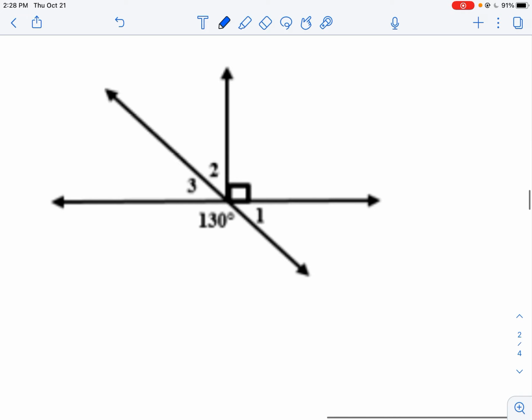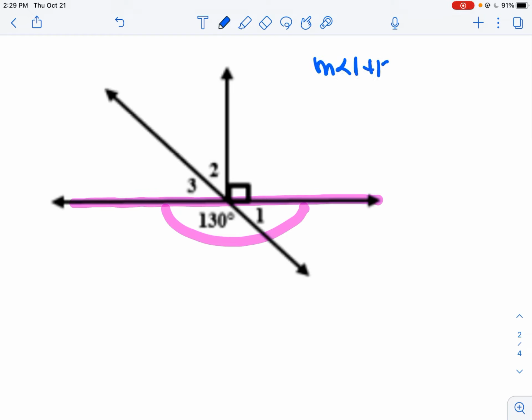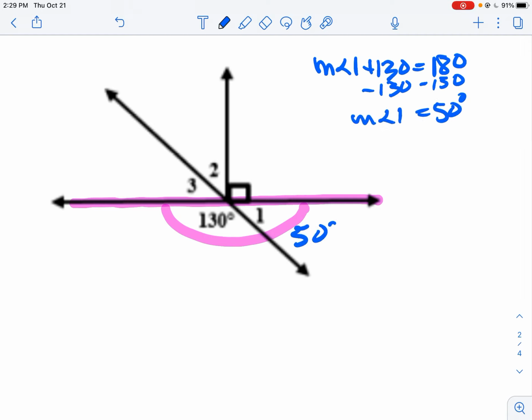This next one. Okay, so as I'm looking at this, some of you are like, oh, it's too much. No, it's not too much. If I look at this right here, it makes a line. So if we know it makes a line, then we know the measure of angle 1 plus 130 equals 180. I subtract 130 from both sides, get the measure of angle 1 equals 50 degrees. So this is 50 degrees.